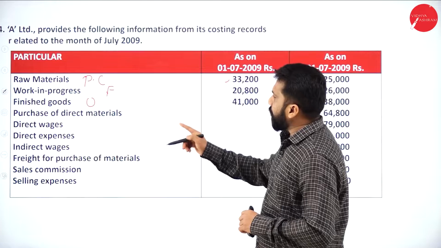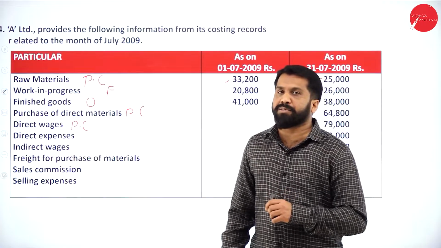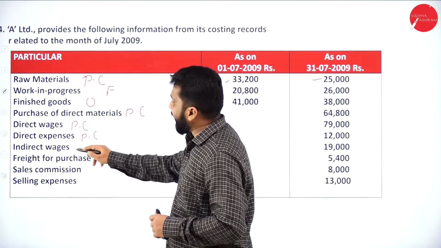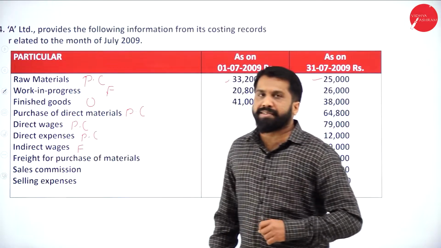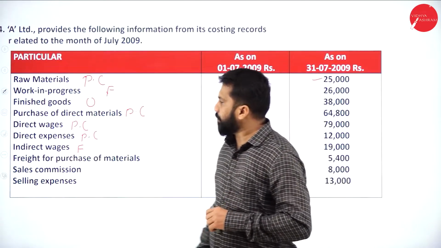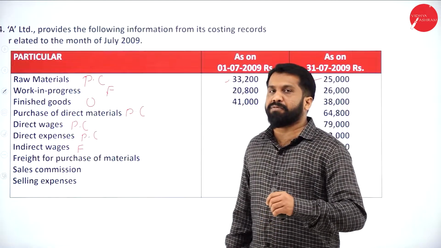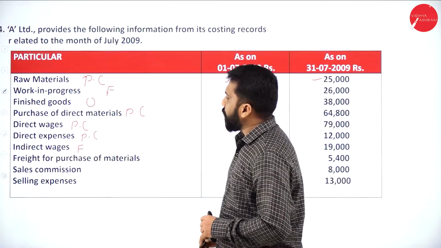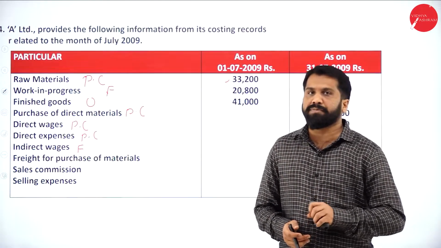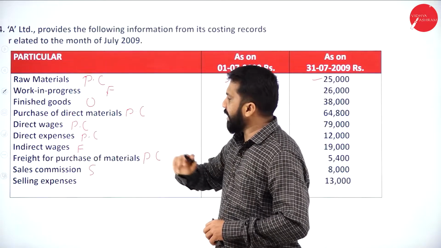Now, purchase of direct wages, prime cost. If you find the word direct, always goes to where? Prime cost. Then direct expenses, prime cost. Indirect wages comes under factory. All the direct wages goes to prime cost. Indirect comes under factory. Then freight for purchase of material. Now, this will be what? Freight for purchase of material is nothing but your carriage inward. So, it will go to where? Prime cost. Then sales commission, selling and distribution.